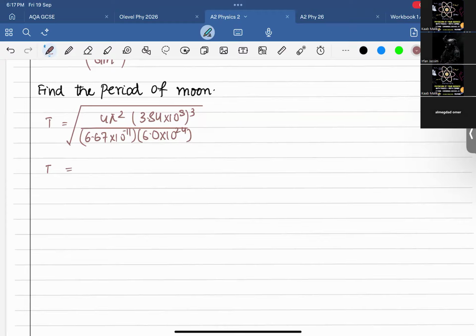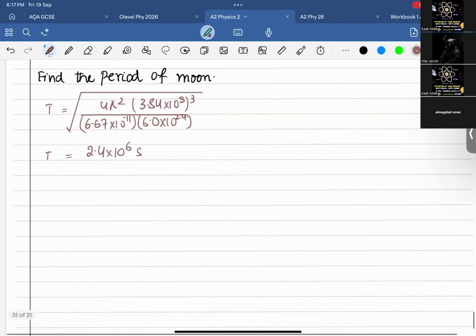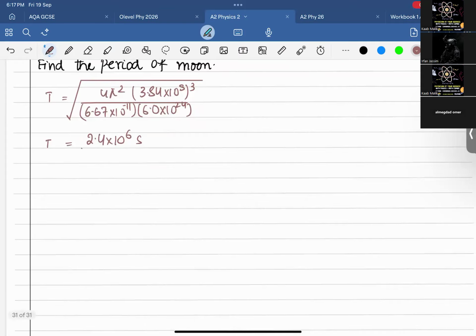2.4 times 10 to the power 6. So if we try to convert that into days, divide by 24, 60 and 60, right? Just convert that into days, please. 27.4. Perfect. So basically, this is how much time the Moon takes to complete one of its orbits.